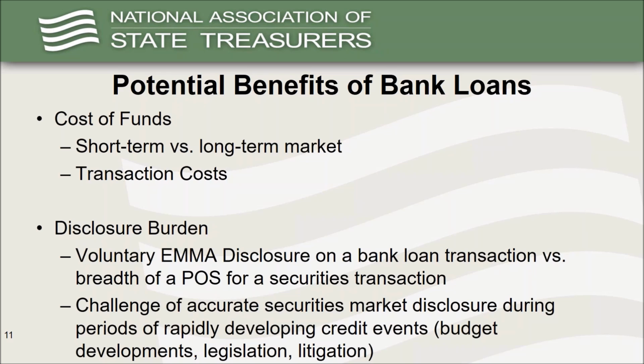But even if that's where it lands, the disclosure on a bank loan is likely to remain easier than pulling together a POS for a securities market transaction, especially in certain circumstances. For example, issuers find themselves from time to time in a period where they need to fund, they need cash flow for the capital plan, but they're at a particularly eventful period in their financial cycle, and it's difficult to put a POS out there that doesn't all of a sudden get stale.